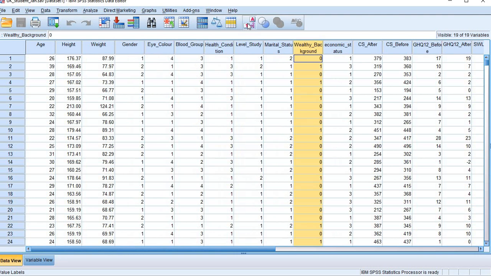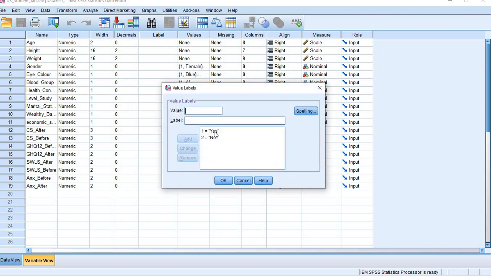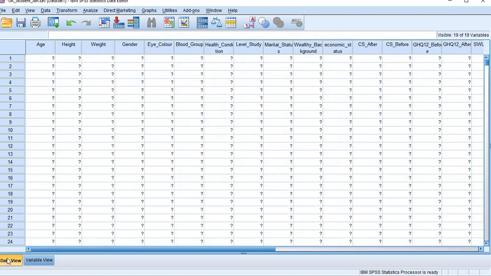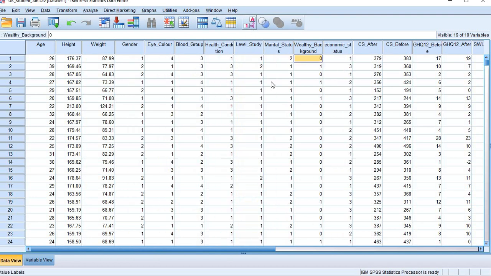Okay, something is not adding up, but it's okay. Let me just check my data. Wealth background here. Okay, yes and no, but it's okay. It's okay with your data, there's no need for me to change that. And I click OK. So we coded our data yesterday, and it's still okay now that I've confirmed it's coded.